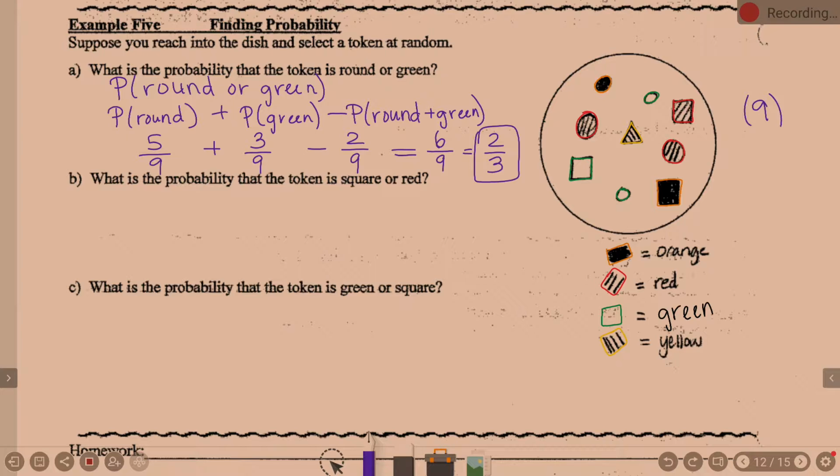Now, you guys want the shortcut here? You need to be able to show your work, but basically, round or green, if you go through and count everything that is round or green, you're going to have 6 tokens out of 9. Now, we don't always have all the individual information to do that, which is why we have to understand how this works mathematically as well. Unless there's questions, I'm going to go to the next one.